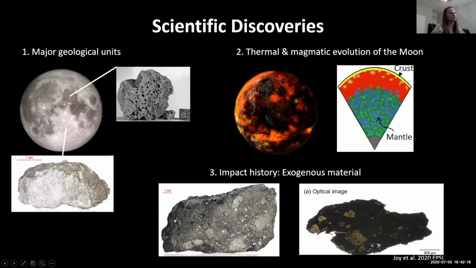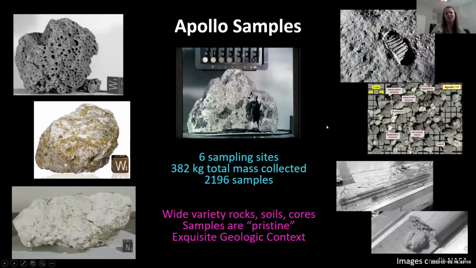Oh, and I forgot to mention one sample in the middle, which is a breccia. And so breccias are formed by impact processes, so impactors striking the moon and mixing up all the material that's on the surface, creating a jumble of different types of lunar materials and forming a new lunar rock as a breccia.